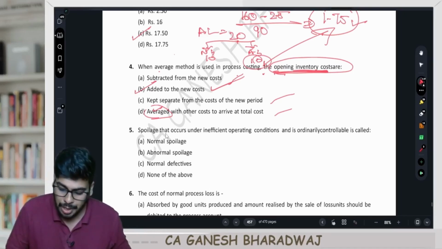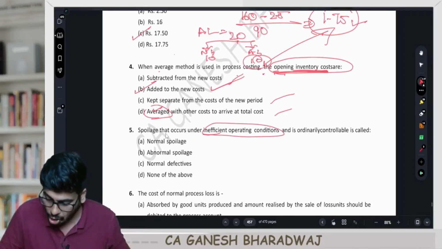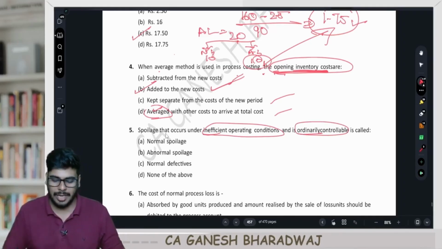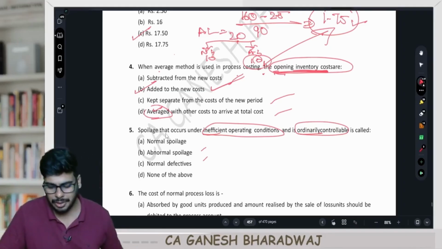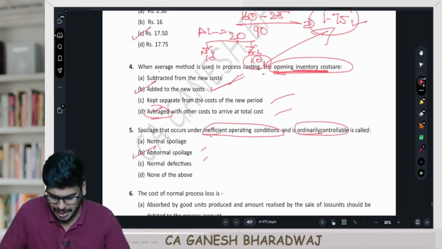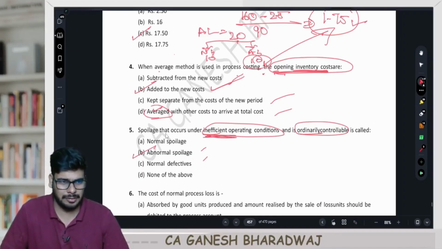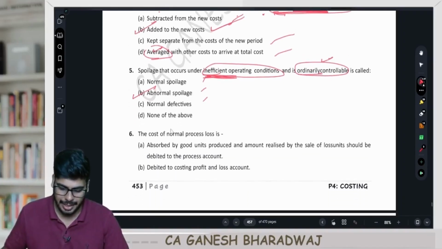Next, spoilage that occurs under inefficient operating conditions and is ordinarily controllable is called: normal spoilage, abnormal spoilage, normal defectives, none of the above. Read and tell me, what do you call this? Abnormal. Why? It is inefficient. It was not expected, right? Which means it could have been controlled, but I didn't do it because of my inefficiency. So it's abnormal spoilage only. Clear with this, guys. Next.